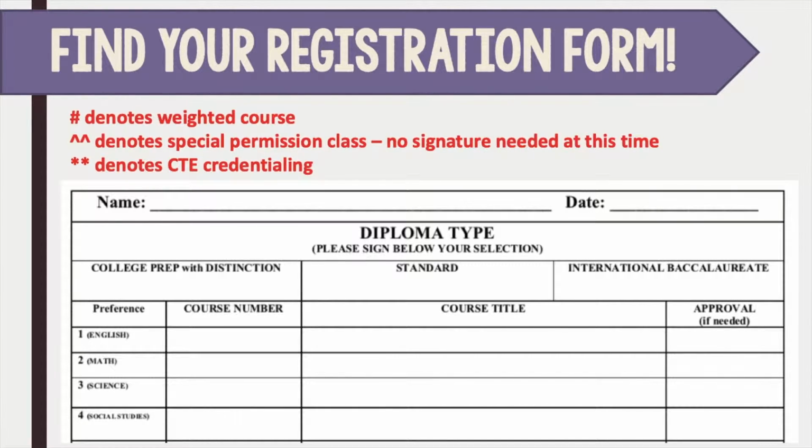If you see 2 carets, those up symbols, that denotes that it's a special permission class. You do not need to get a signature at this time for those courses, but we will require that the sponsor sign off on you taking that class. And the final is the 2 asterisks, and that denotes CTE credentialing.